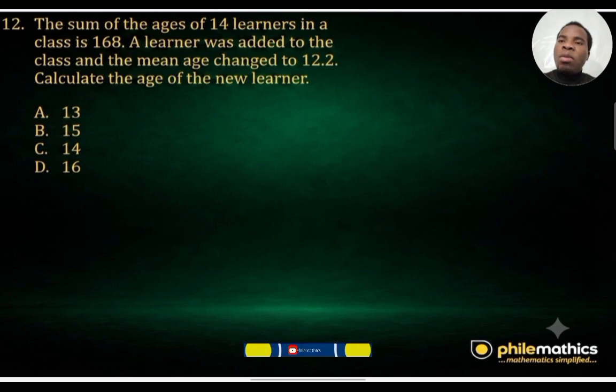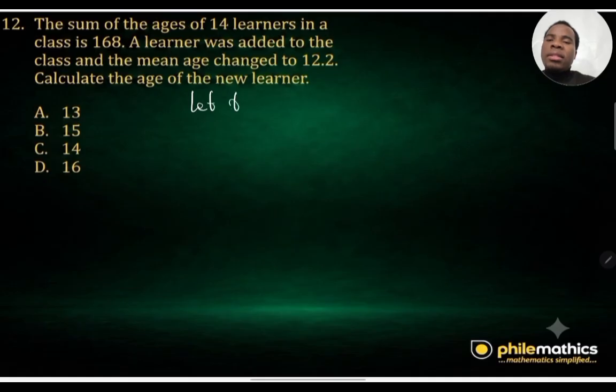This question tests our knowledge of mean. It says the sum of the ages of 14 learners in a class is 168. A learner was added to the class and the mean age changed to 12.2. Calculate the age of the new learner. So in mathematics, we start with what we are asked to calculate. You can say, let the age of the new learner be X.